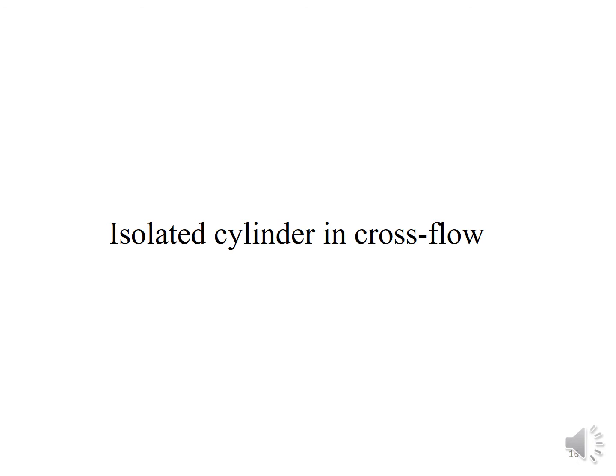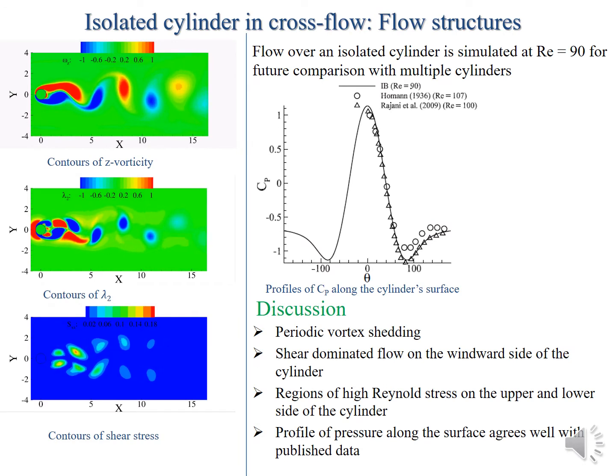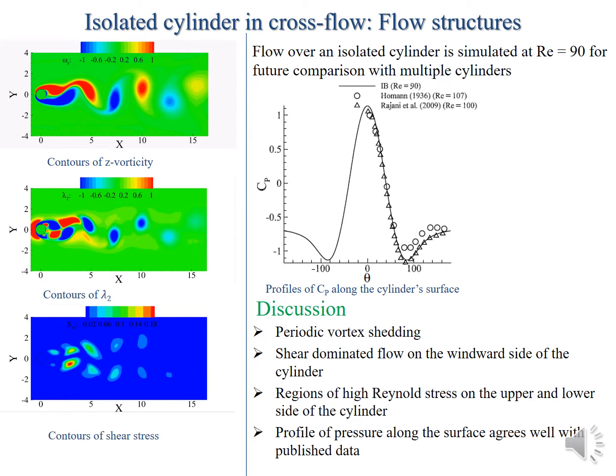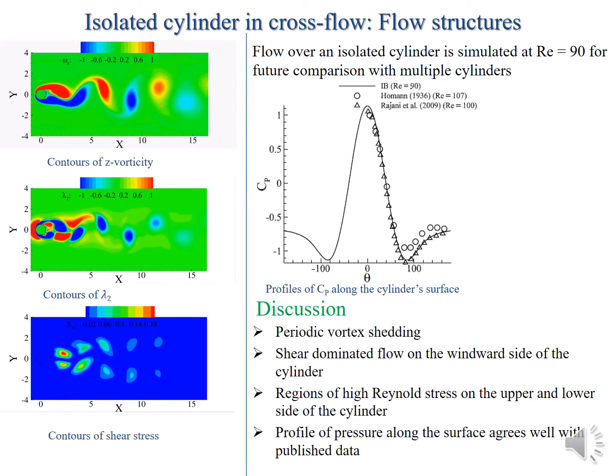Now, in the results section, the first part we are going to cover is the isolated cylinder in cross flow, and the reason for doing this is that we want to compare the flow structure and the heat and mass transfer characteristics for this single cylinder to multiple cylinders, either inline or side by side. And we can see that we have the vortical structures, and this is lambda 2.